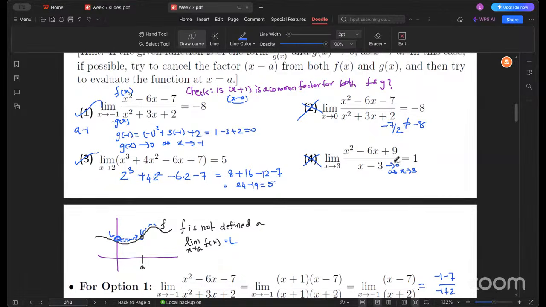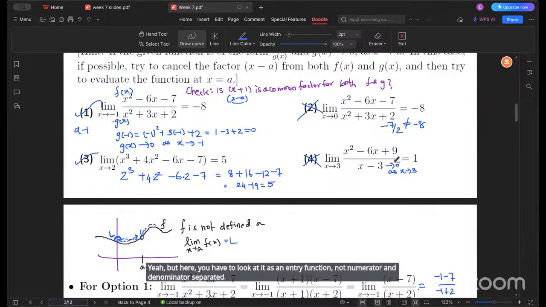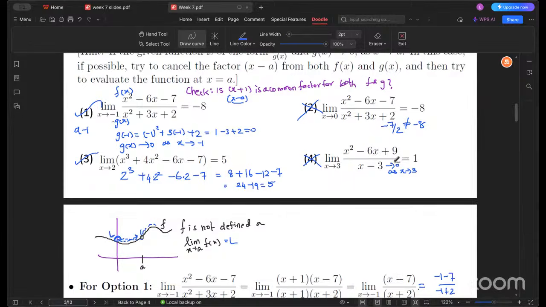The numerator will be a parabola. Whereas here you have to look at it as an entire function, not the numerator and denominator separately. Ma'am, would it be a straight line function? No, a constant function? It would be remaining x minus 3 only. It's actually a straight line. Someone said straight line, which is almost correct, but just a small modification.